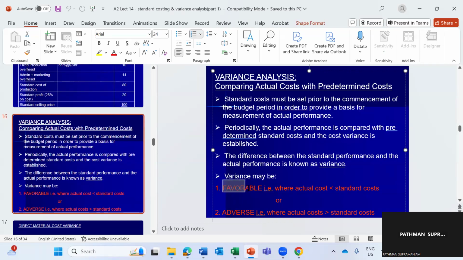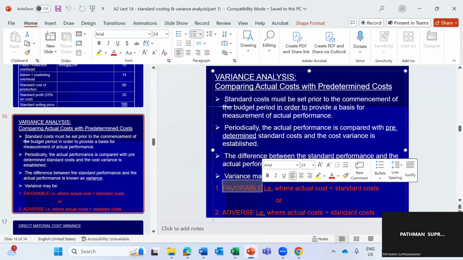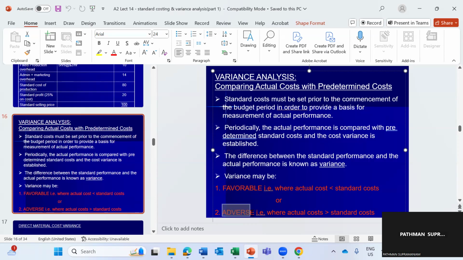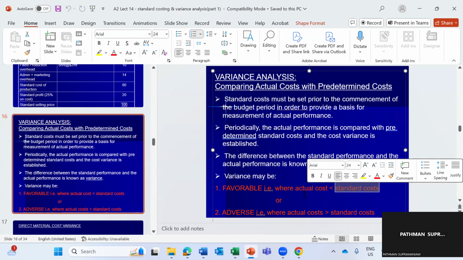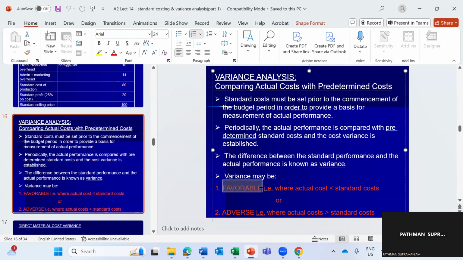So favorable means it's a good difference. Adverse means it's like a bad difference. For example, if the expected cost is say $10 and the actual cost is lesser than that, say $9. So this means we have saved $1. So the difference is $1, but you don't just write one, you write $1 followed by the word favorable. Because it's a good difference, because cost should be minimized. So when your actual cost is lower than what it's supposed to be, that's good news.